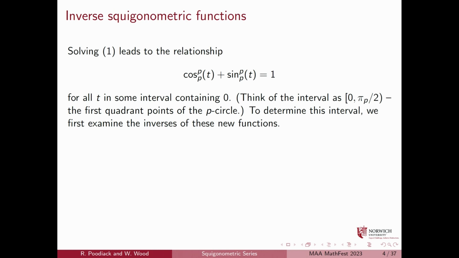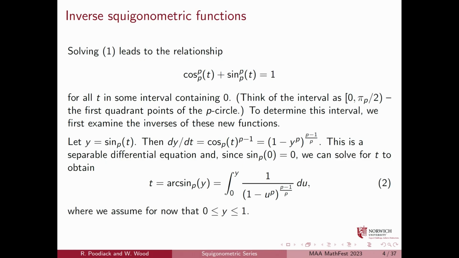And we're going to think of the interval as going from 0 to some number we'll call pi sub p over 2. If we were dealing with the ordinary trig functions, it would be up to pi over 2. So we'll just put a little sub p on pi. We'll talk a little bit more about it. And these will define the first quadrant points of the p circle. And to determine what pi sub p actually is, we first need to examine the inverses of these new functions.